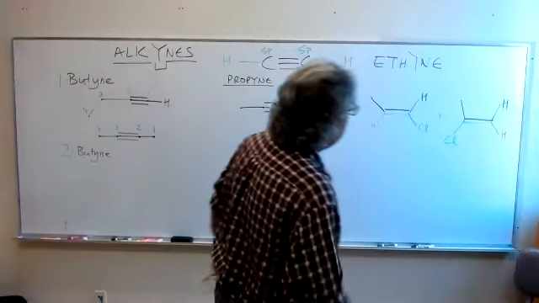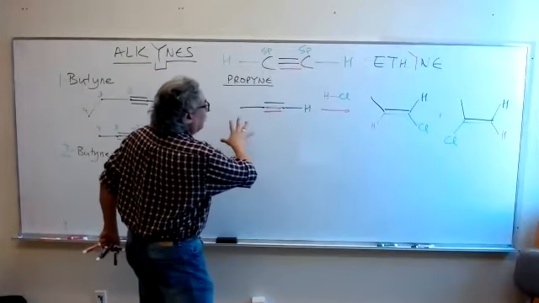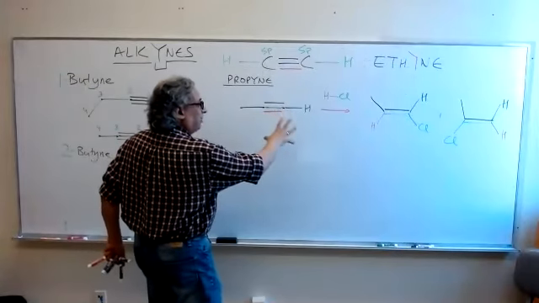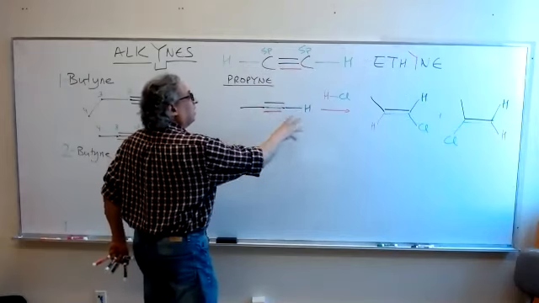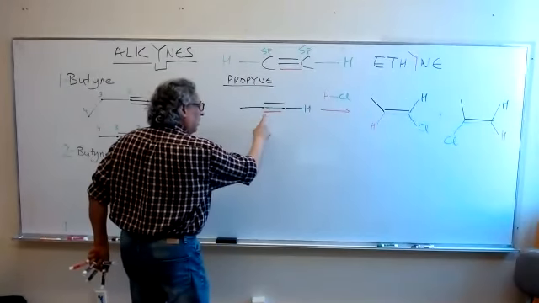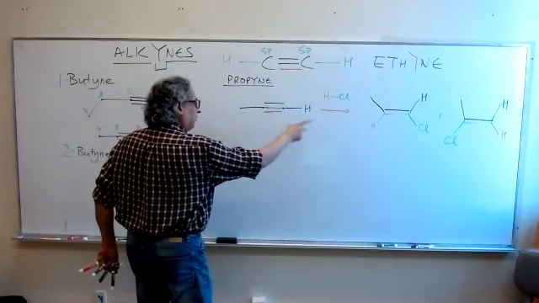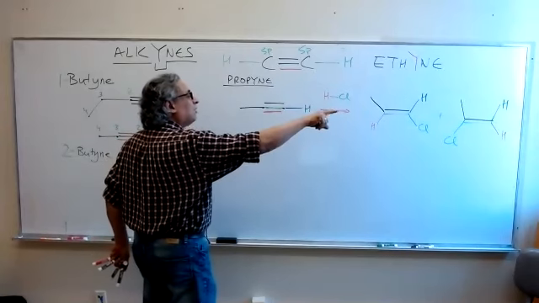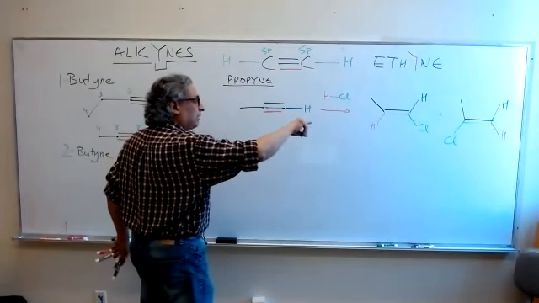So when you do the electrophilic addition reaction on an alkyne, one of the two pi bonds reacts first, and then it reacts one more time and produces the other product.